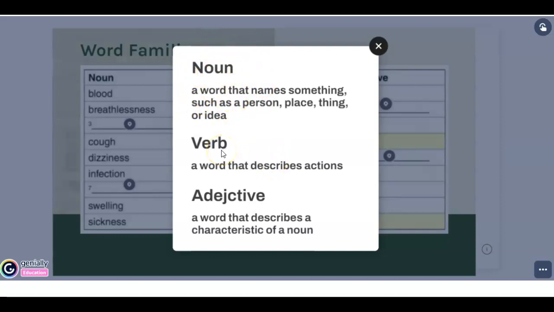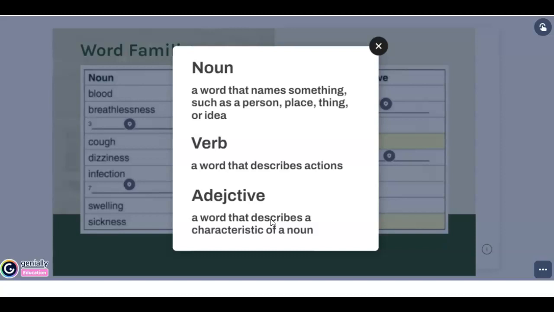Then we have verbs. What's a verb? A verb is a word that describes actions. This is easy because we also have this idea in Spanish. A verb could be cut, run, walk, etc. And then we have adjectives, which are words that describe a characteristic of a noun. So adjectives and nouns are linked together. An adjective could be beautiful, could be ugly, and in the case of the symptoms, could be the ones that I presented at the beginning.